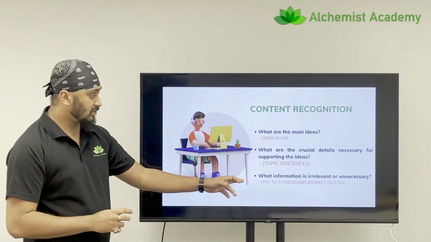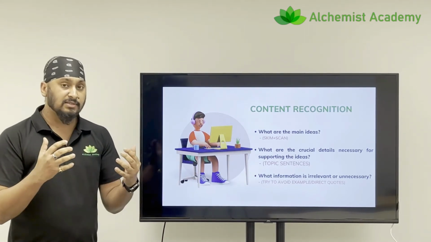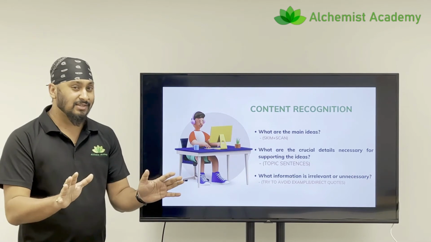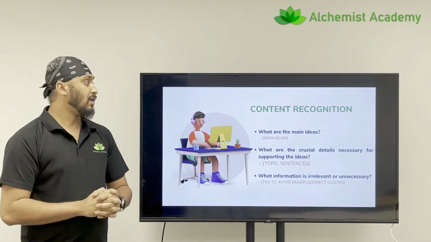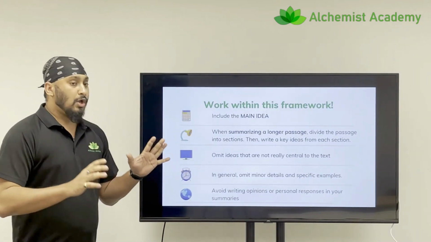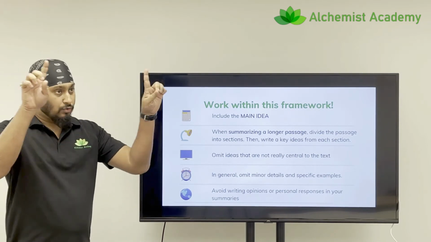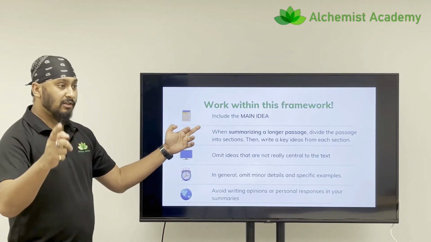And the last question is, what information is irrelevant or unnecessary? That means try to avoid unnecessary examples or direct quotes. Try to avoid those things. If you go forward, I just want you to remember a couple of things. Whenever you're doing a summary, try to work within the framework. The framework is simple. Include the main idea. That means identify the main idea.